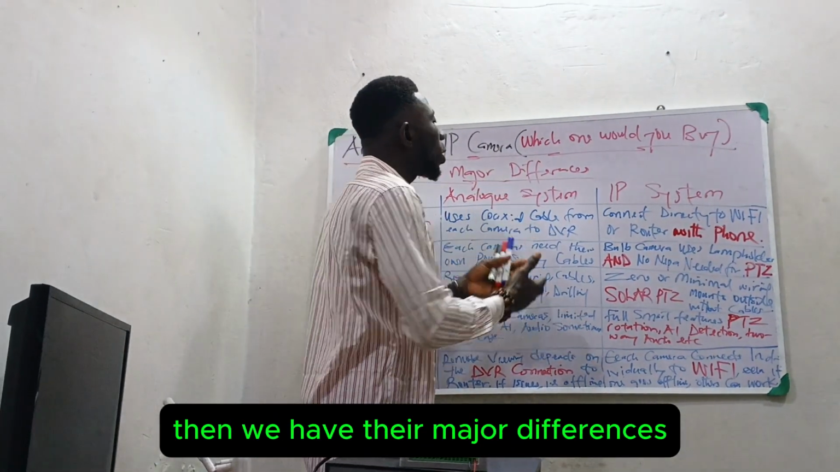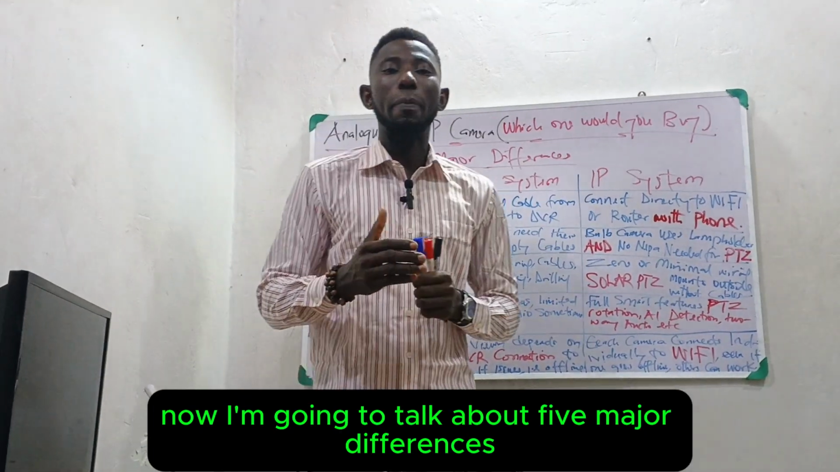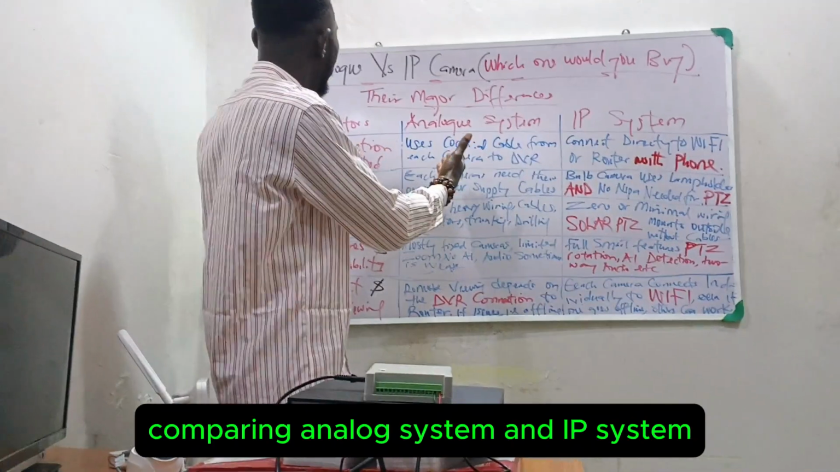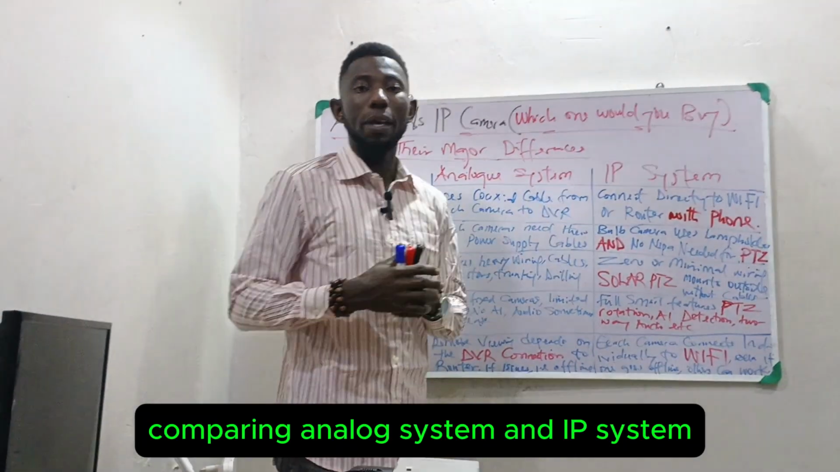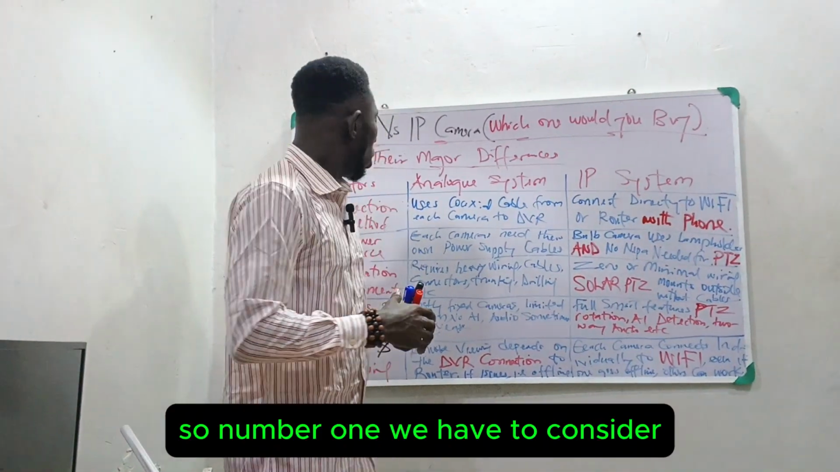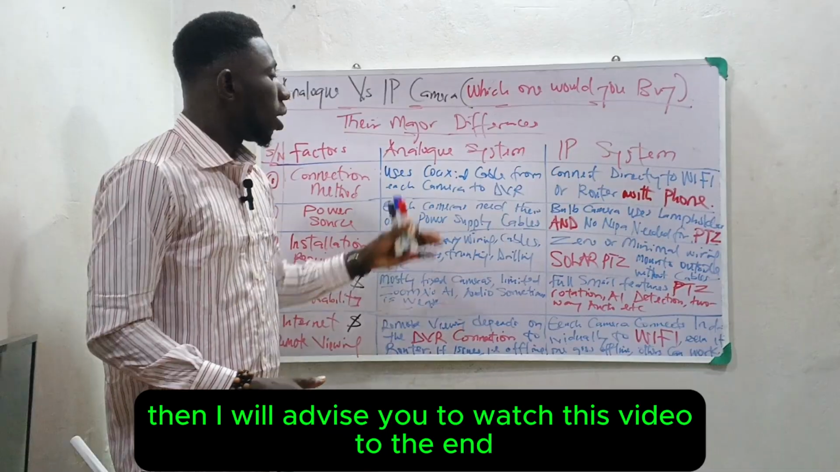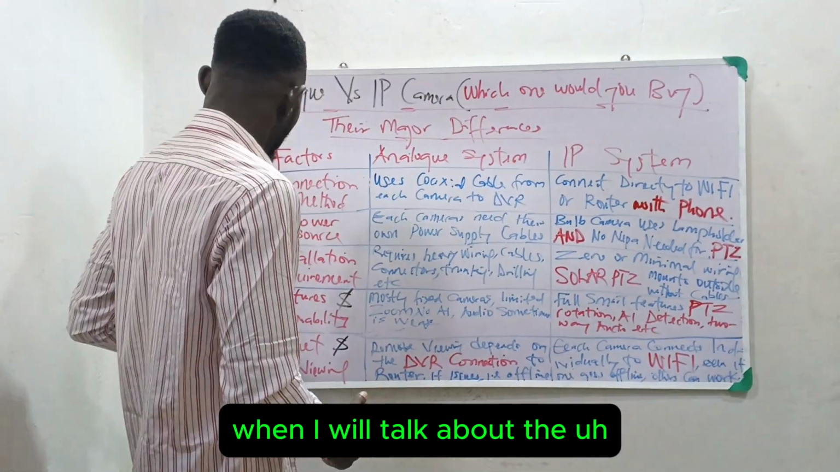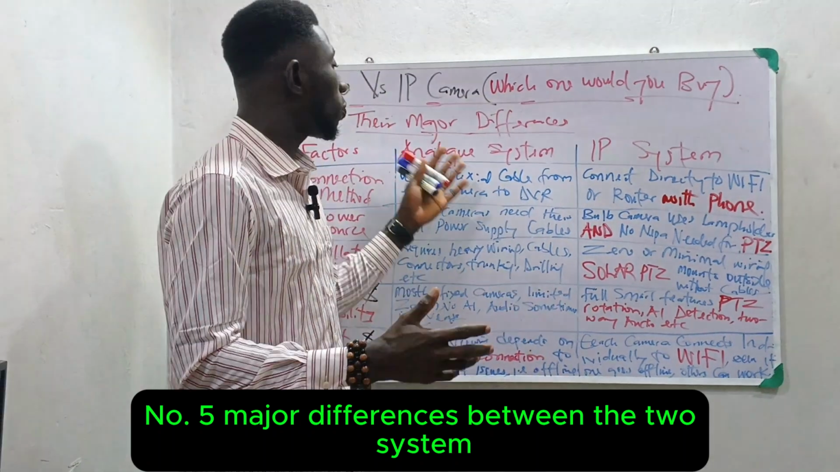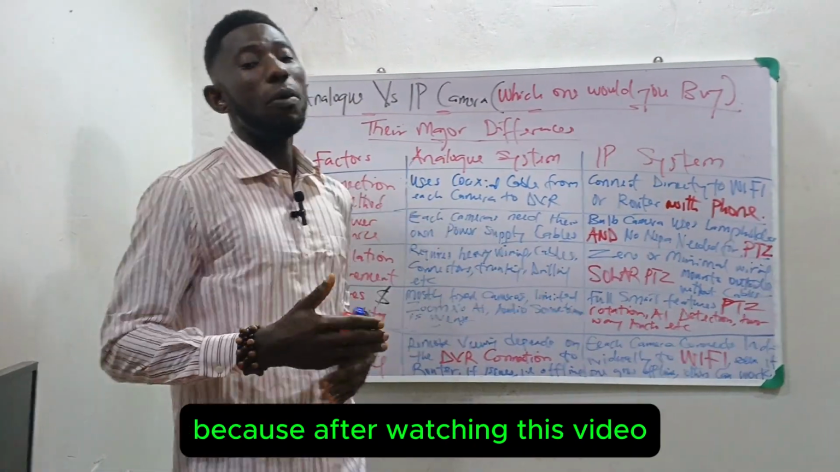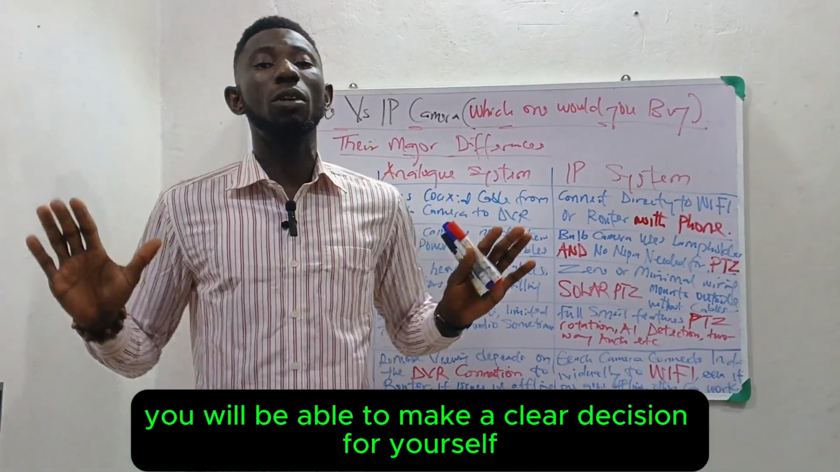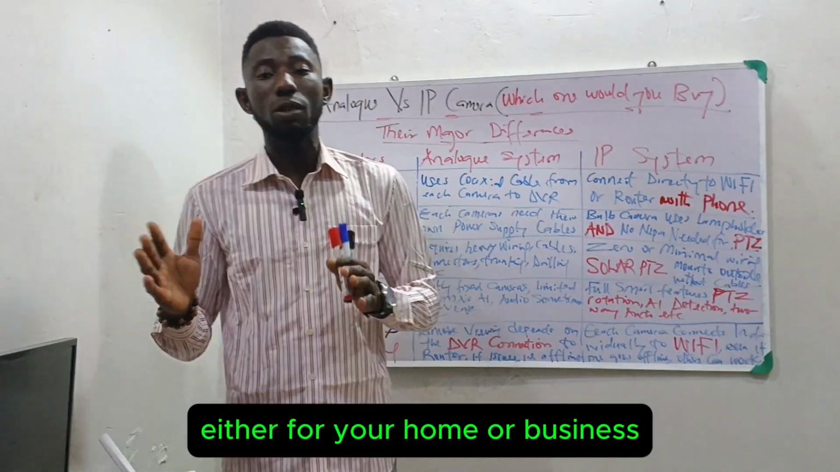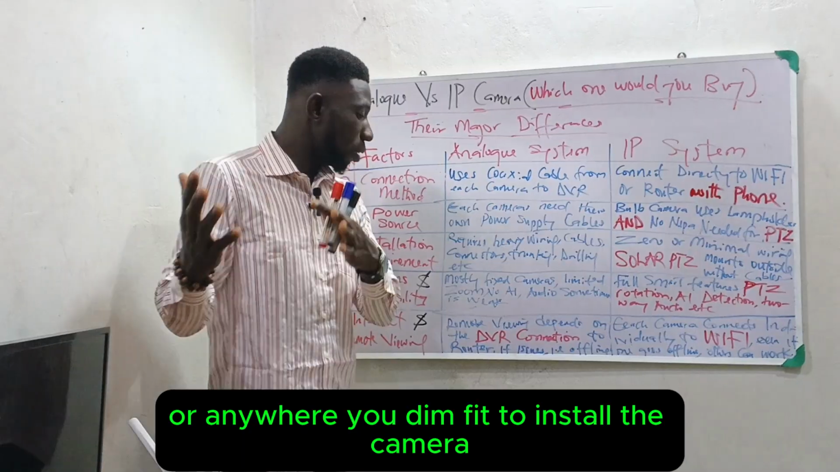Then we have their major differences. Now I'm going to talk about five major differences, among other differences, comparing the analog system and the IP system. So number one, we have to consider. I advise you to watch this video to the end, when I will talk about the fifth major difference between the two systems, because after watching this video, you'll be able to make a clear decision for yourself on the type of camera you will choose to buy, either for your home, business, or anywhere you deem fit to install the camera.